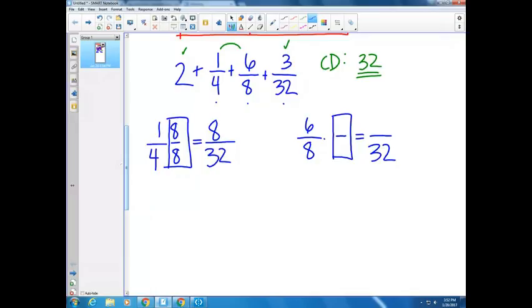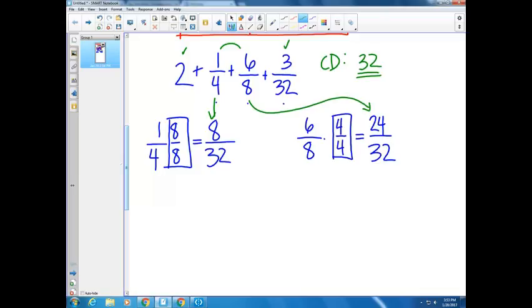Moving over to 6/8. 8 times what gets us to 32? Well, I know that is 4. 8 times 4 is 32. For my giant 1 to be equivalent to 1, that has to be a 4 over 4. 6 times 4 gets me to 24. So the equivalent fraction we found for 6/8 becomes 24 over 32. So now again, we can see 1/4 now became 8 over 32. 6/8 now became 24 over 32.